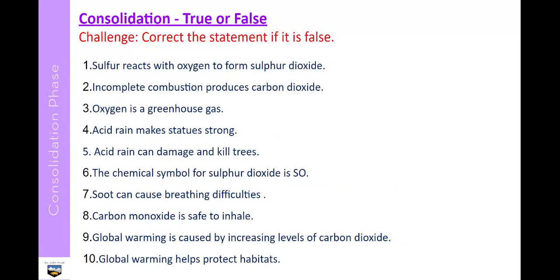Now that brings us on to the consolidation task. What I would like you to do is to decide if each statement is true or false by writing true or false next to it. And for the false statements, you will need to correct them so that they are true. So pause the lesson video, go and complete this task, come back for your answers.